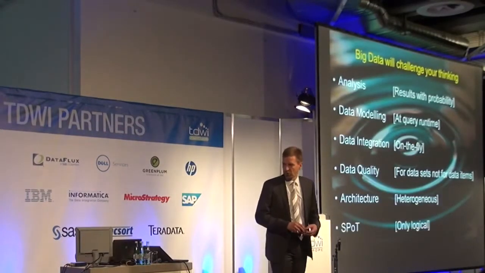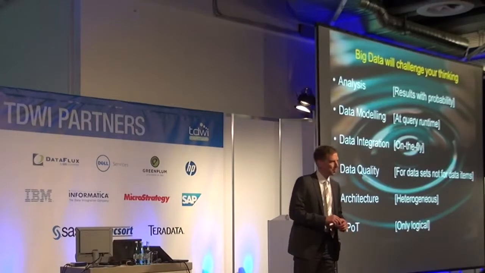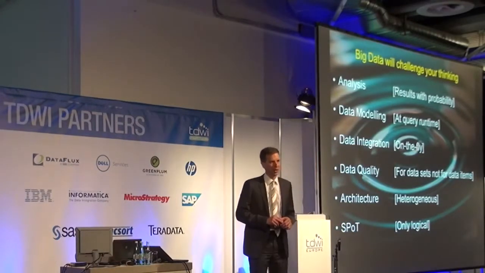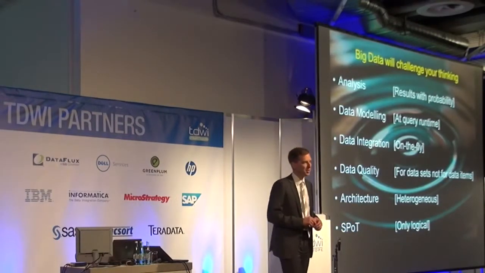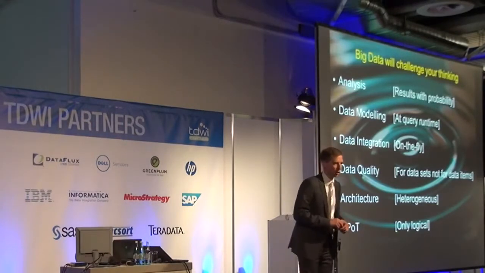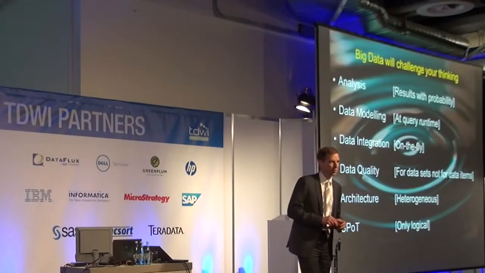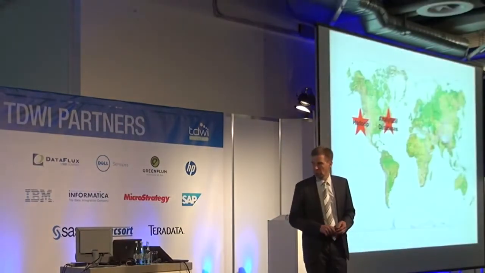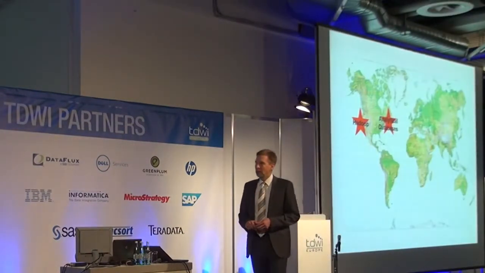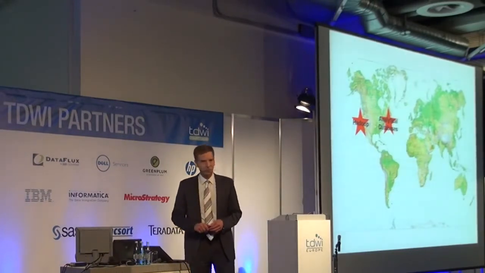Architecture will be heterogeneous, I already showed that, and the single point of truth in a heterogeneous world will be pretty hard to get to. So we'll definitely need one, that's for sure, but it will be logical. It will probably not be physical, or it will be increasingly difficult to get to a physical single point of truth. So, what's happening in the world?